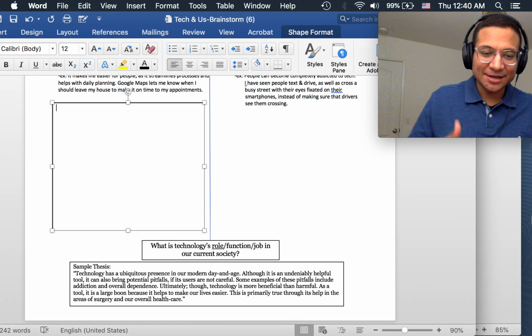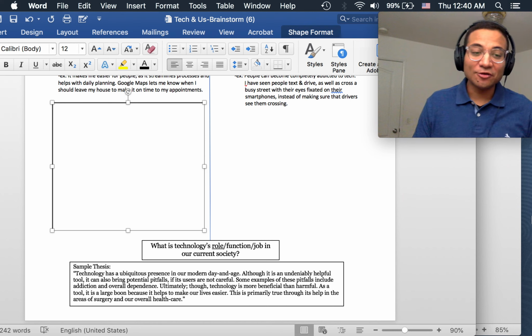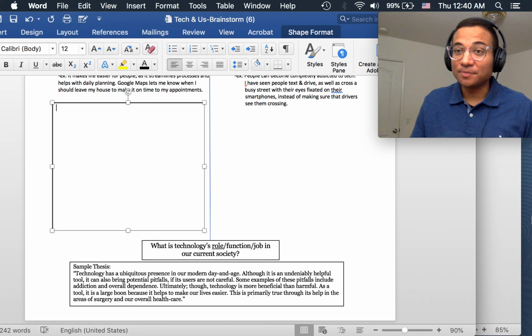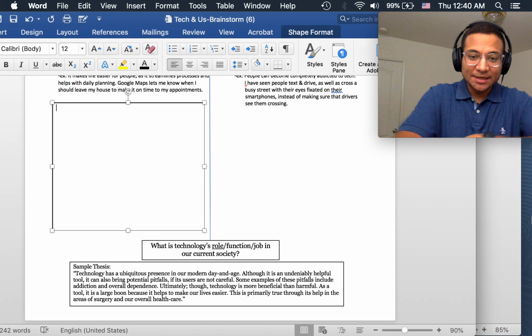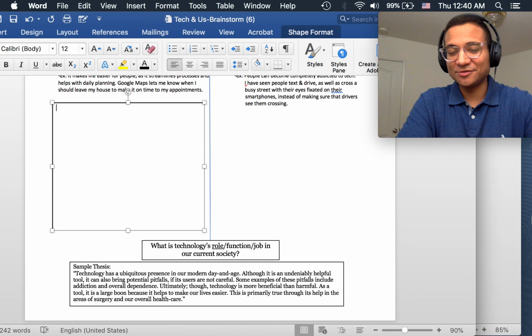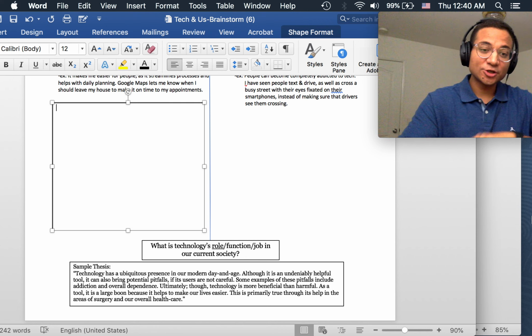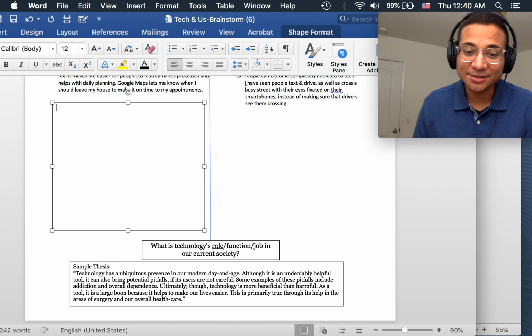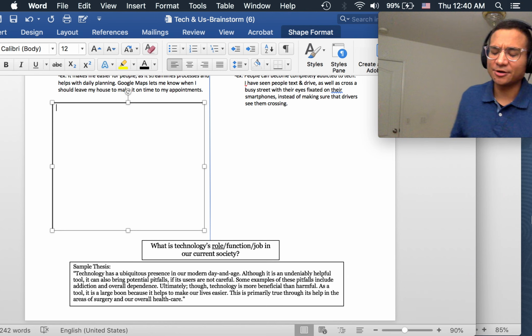Let me read it again. Technology has a ubiquitous presence in our modern day and age. Although it's an undeniably helpful tool, it can bring potential pitfalls if its users are not careful. Some examples of these pitfalls include addiction and overall dependence. Ultimately, though, technology is more beneficial than harmful. That's what I feel. That's my position. And state yours, okay? As a tool, it's a large boon because it helps to make our lives easier. This is primarily true through its help in the areas of surgery and our overall healthcare. Okay, so make your claim.